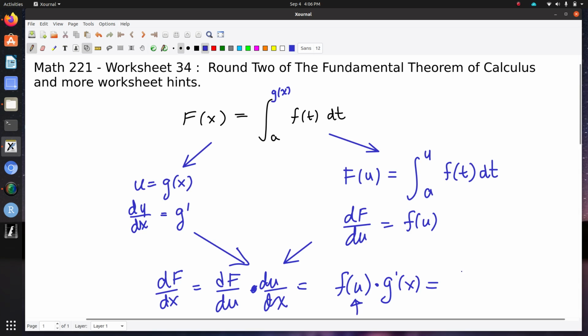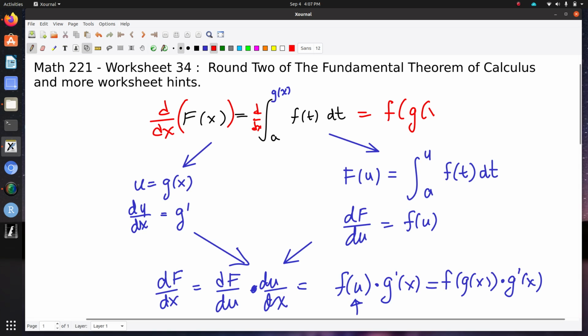I know that u is g of x, so I write f of g of x times g prime of x. Okay, so I'm going to write this over here so that it's all together. So if I want to take the derivative of this stuff with respect to x, that's going to be f of g of x times g prime of x. And then I don't care about this.